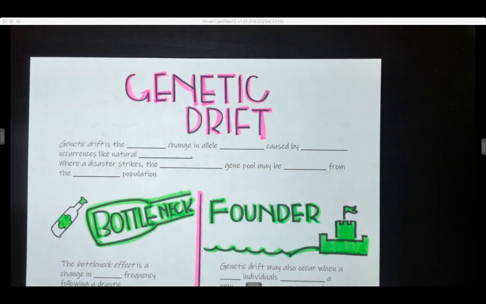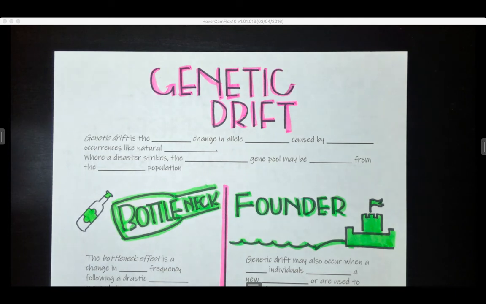So pardon the fact that this is all green and pink. I do not have any other colored highlighters at my apartment, but I will try to incorporate other colors as we go.